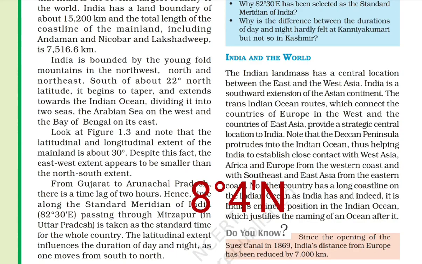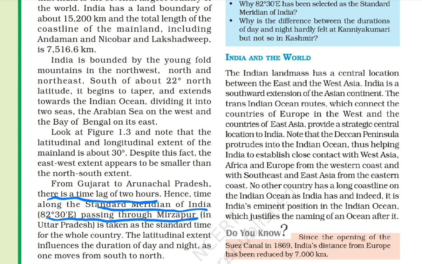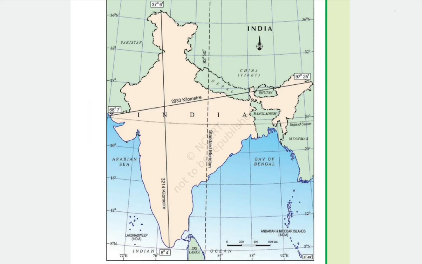From Gujarat to Arunachal Pradesh, there is a time lag of about 2 hours. Hence, the time along the standard meridian of India, 82 degrees 30 east, passing through Mirzapur in Uttar Pradesh, is taken as the standard time of the country. Why? That question could be asked next. There is a time lag of about 2 hours between Arunachal Pradesh here and Gujarat here.